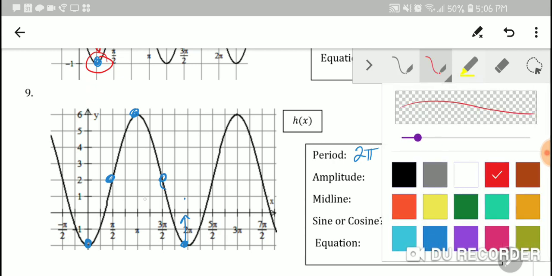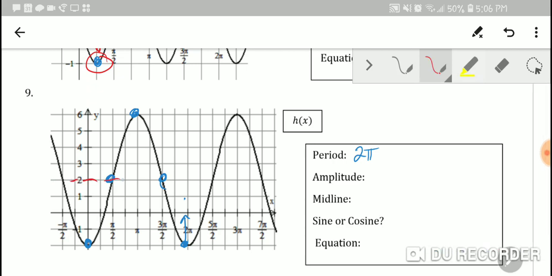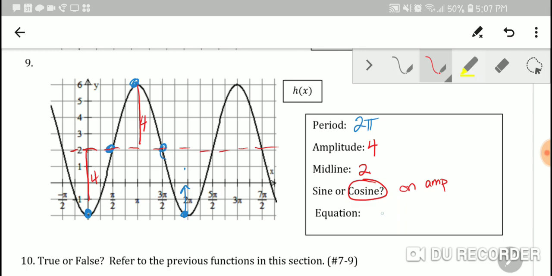Again, with our amplitude, we want to make sure we draw that midline first. So we have an amplitude of 4. You can count on any of these. Drew the midline at 2. This is a cosine equation because it starts on either a minimum or a maximum, or another way to say that is on the amplitude value. We know it's not sine because it does not start on a midline value.